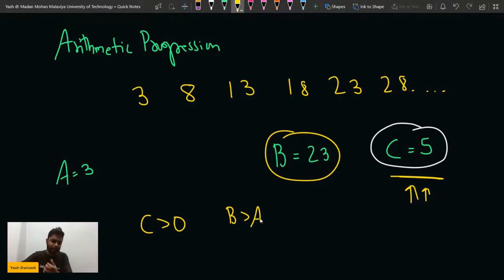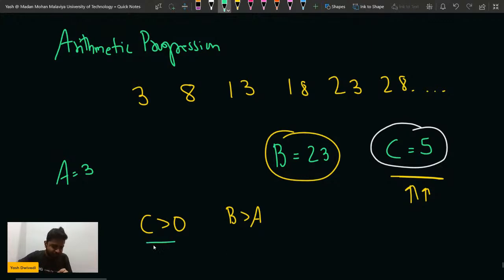If I keep on adding 5 to every number, one by one, 5 added, 5 added, 5 added, then b is expected to be greater than a. If c is greater than 0, then b has to be greater than a. Is that clear, guys? If the common difference is positive, then the number b has to be greater than a, right?